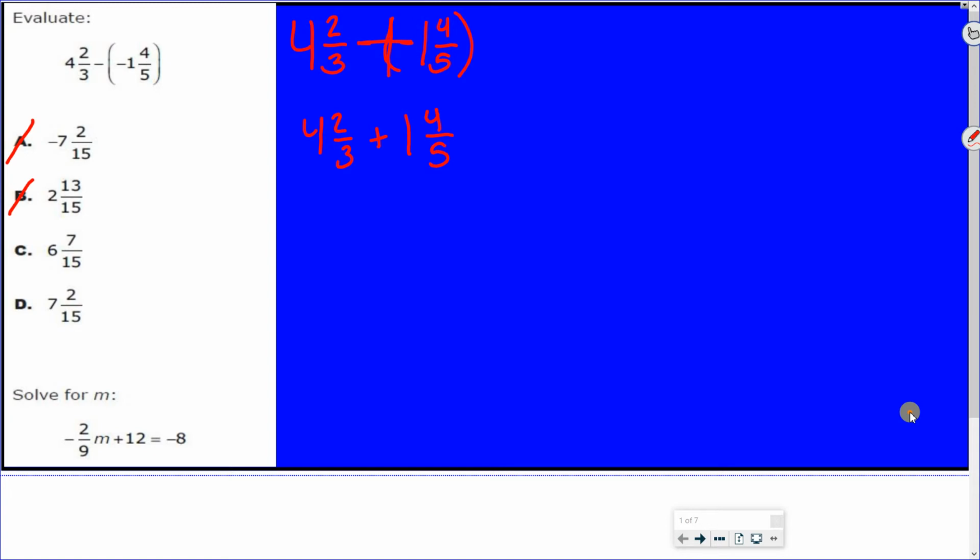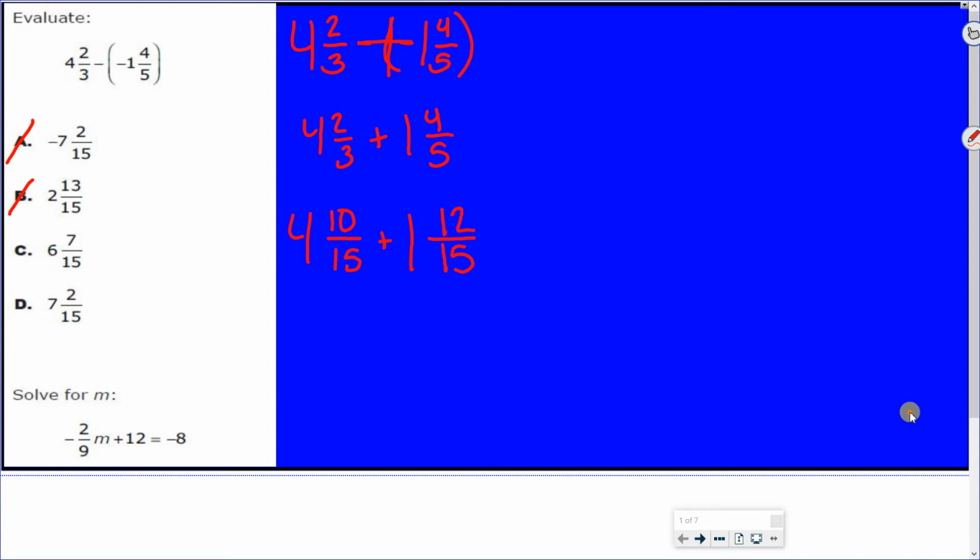Now, the benefit is even if you didn't know what to do next, C and D tell you what to do. Actually, all four of the answer choices tell you something important. You need to have a denominator of 15. So we have to convert this 3 and 5 to have a like denominator of 15. So 3 times what's going to be 15? 5. So we take the 5 and we multiply it by the numerator. 2 times 5, 10. 5 times what gives me 15? 3. So 4 times 3 is going to be 12.